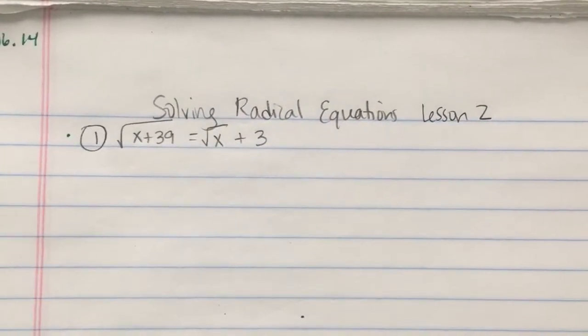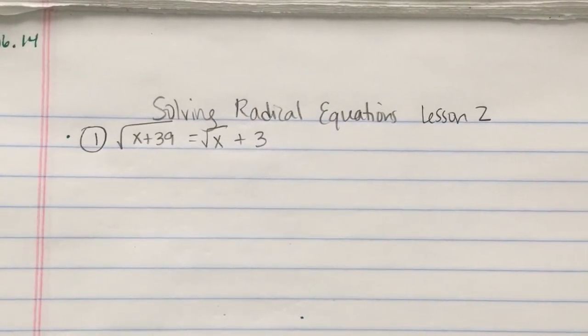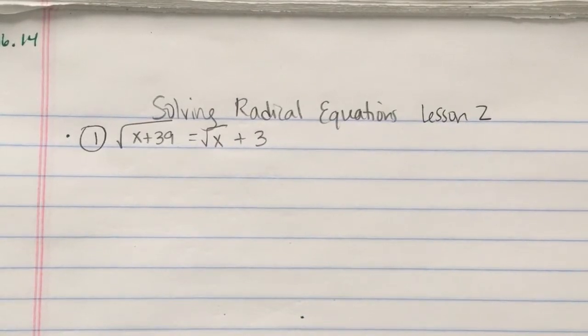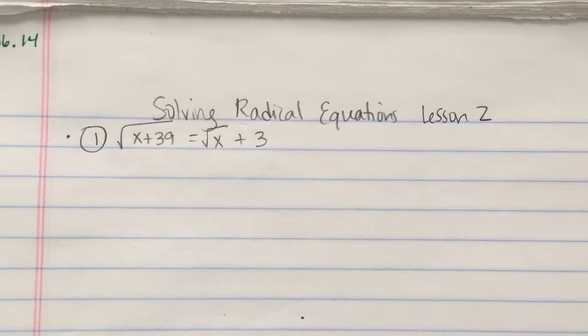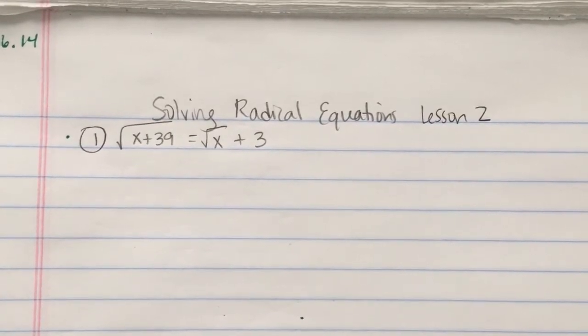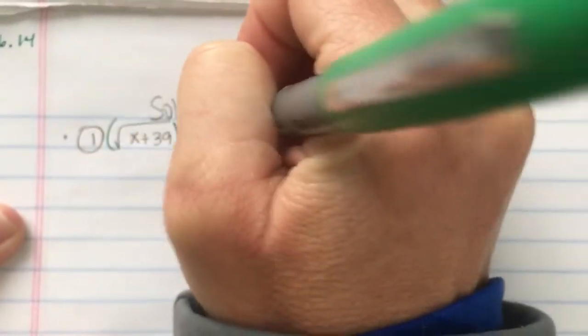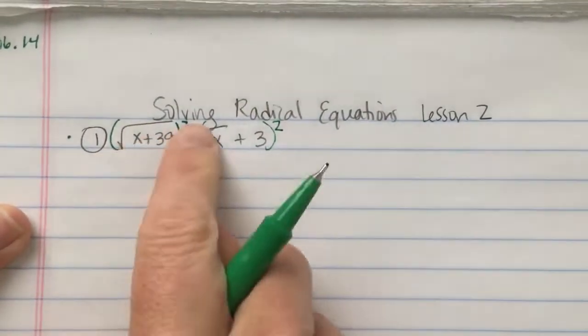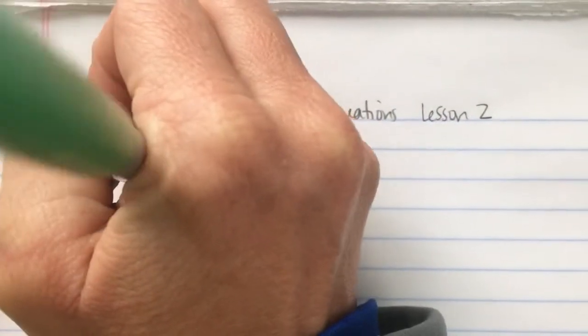So this one has two square roots in it, so there's no way to get the square root by itself because there's two different ones. So you just have to go ahead and square both sides. But again, you have to be really careful when you do this. This side, nice and easy. The square root and the square cancel, and you're left with x plus 39.